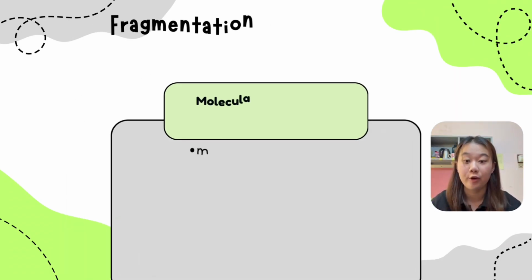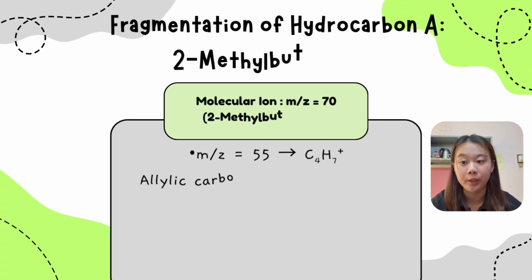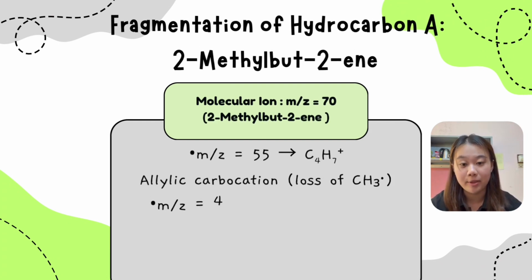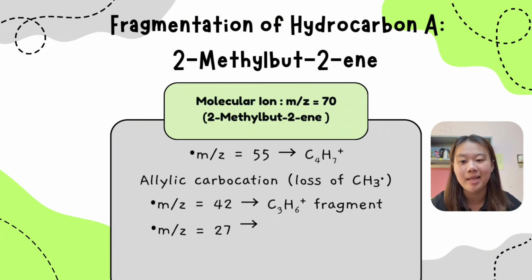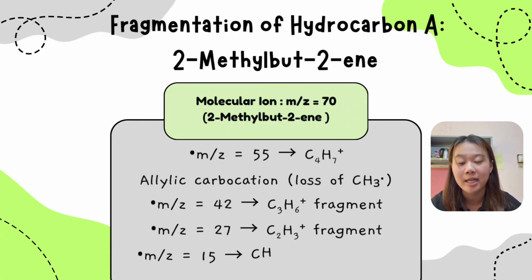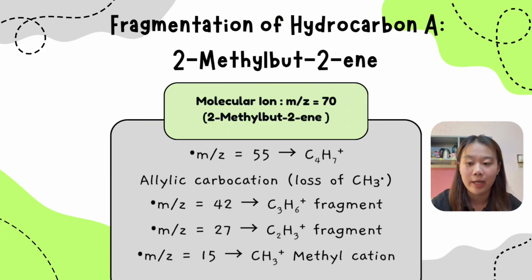Now we are focusing on hydrocarbon A, which is 2-methyl-but-2-ene. The molecular ion appears at m/z equal to 70 and the base peak at m/z equal to 55 represents a C4H7 allylic carbocation formed after the loss of a methyl group. Other fragments include m/z equal to 42 for C3H6 carbocation, m/z equal to 27 for C2H3 carbocation, and m/z equal to 15 for methyl carbocation. These are the classic products of allylic cleavage in branched alkenes.